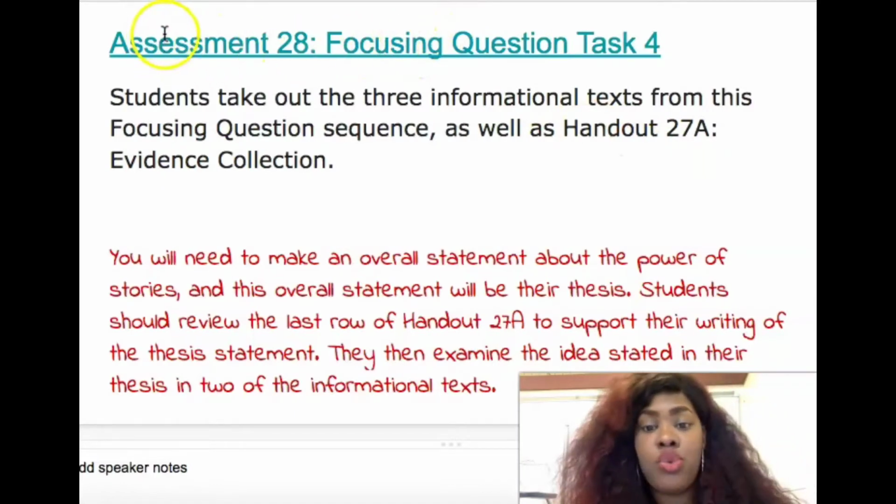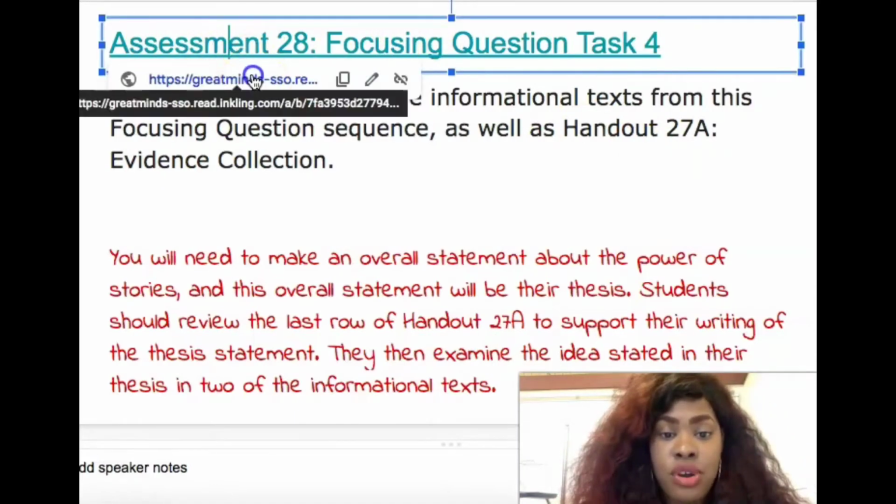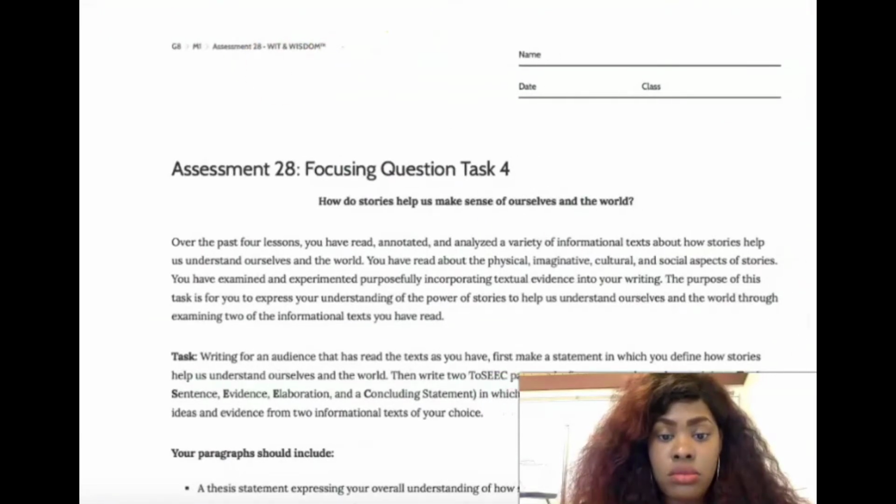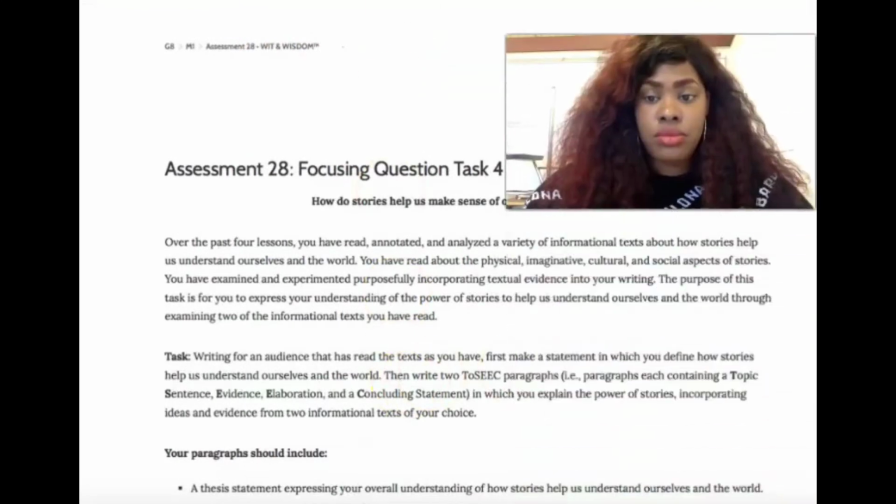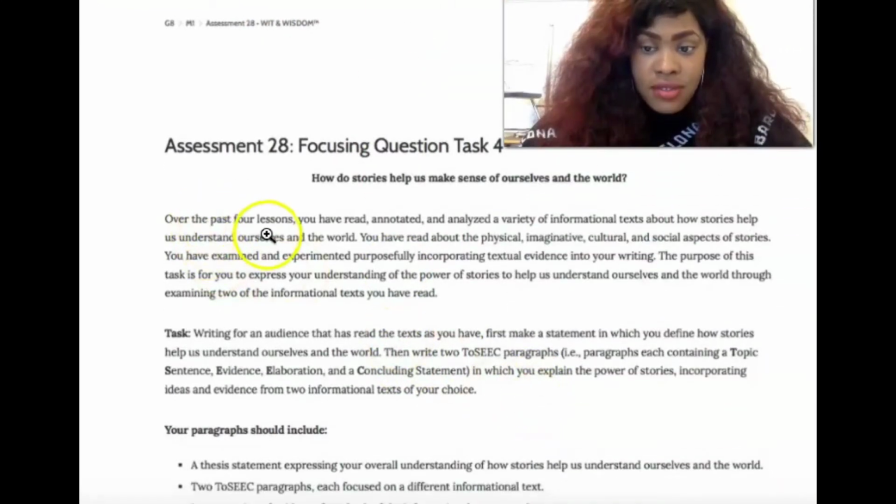So your Assessment 28 Focusing Question Task 4 says, over the past 4 lessons, you have read, annotated, and analyzed a variety of informational texts about how stories help us understand ourselves and the world. You have read about the physical, imaginative, cultural, and social aspects of stories. You have examined and experimented with purposefully incorporating textual evidence into your writing.